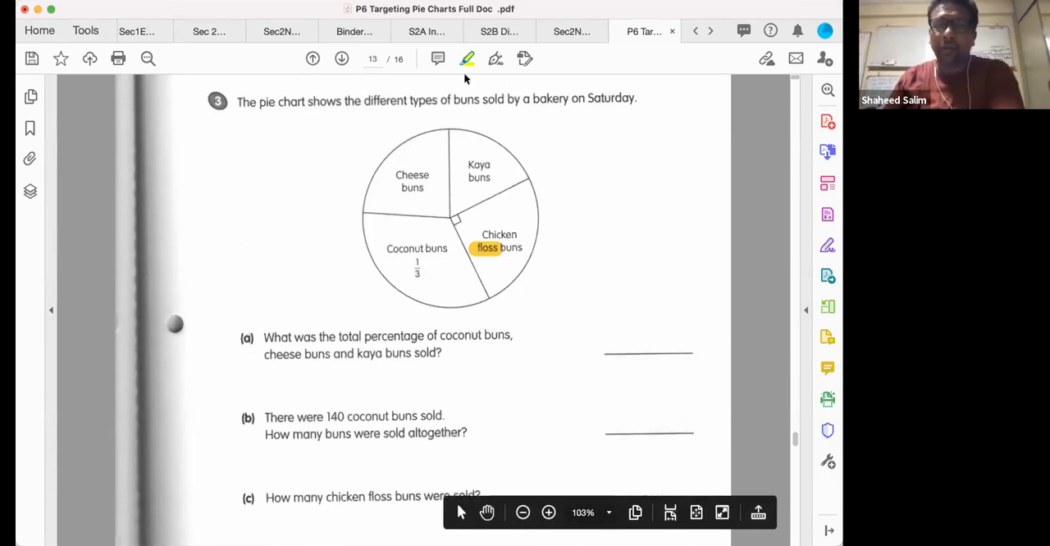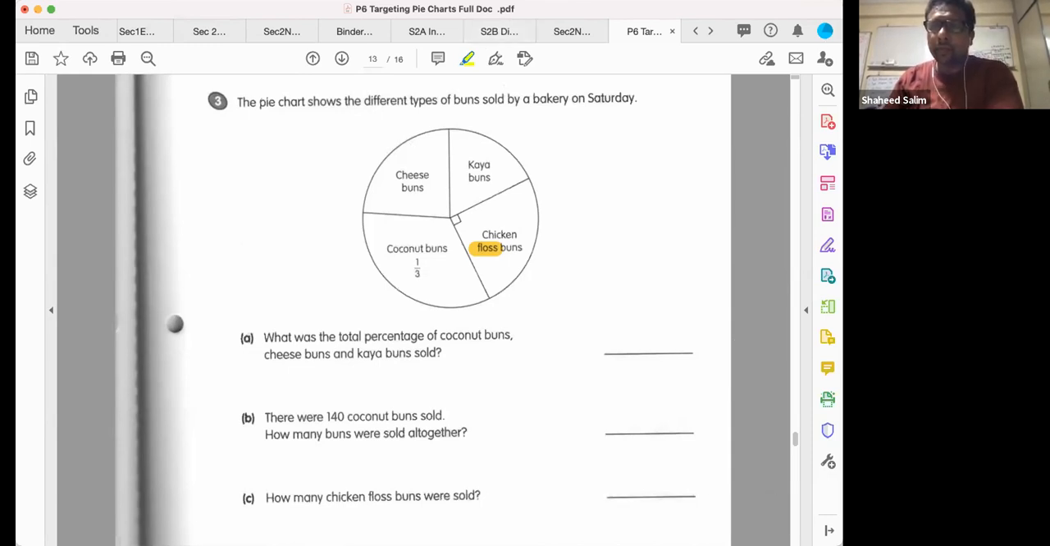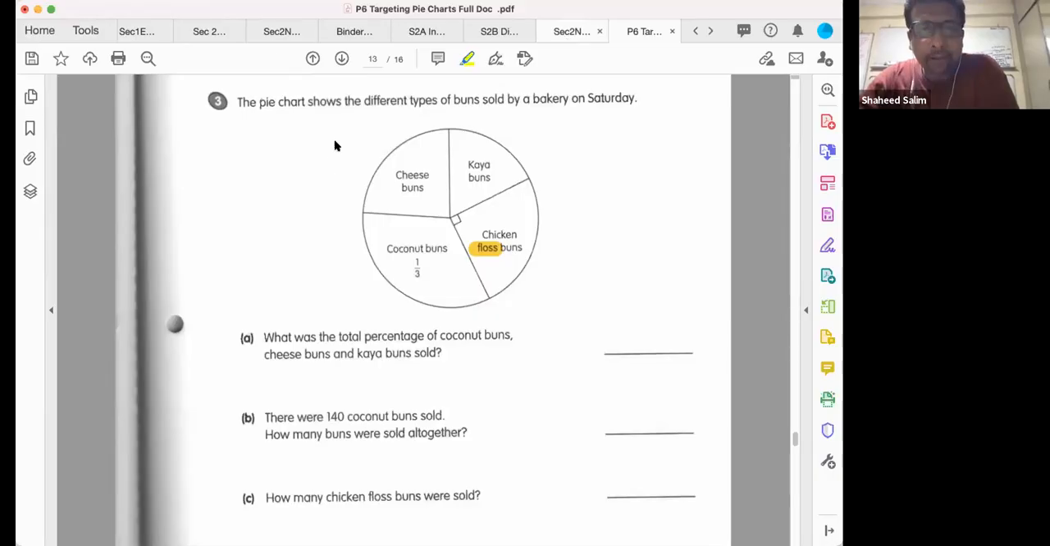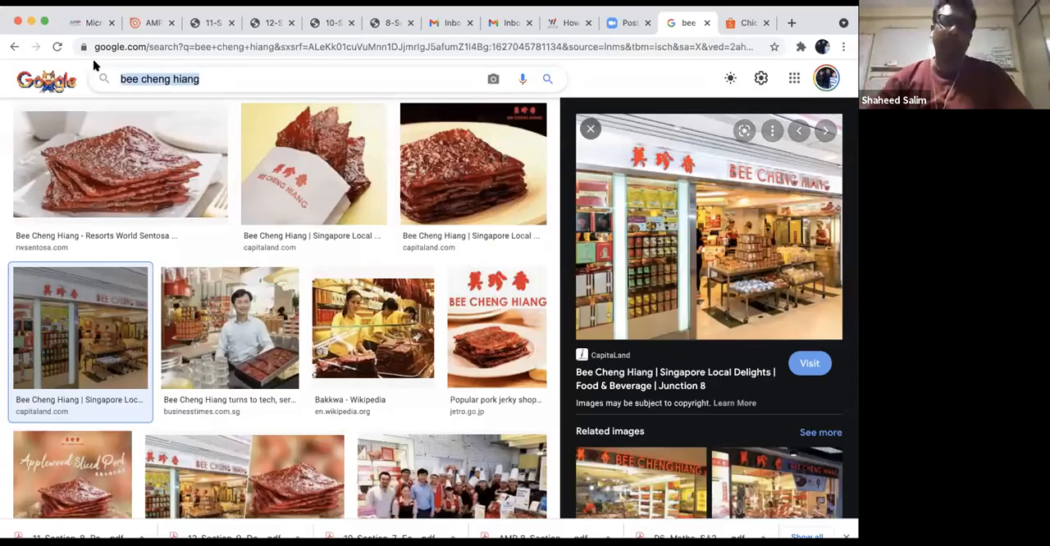Okay, they're asking what percentage you can do now. Or they're stuck lah. They're stuck. Okay, we take a short break lah. I'll tell you all about this, okay? Please do not do this again. I'm going to show you.